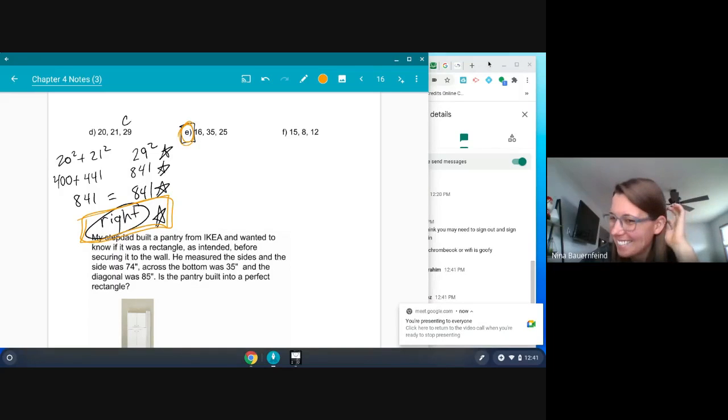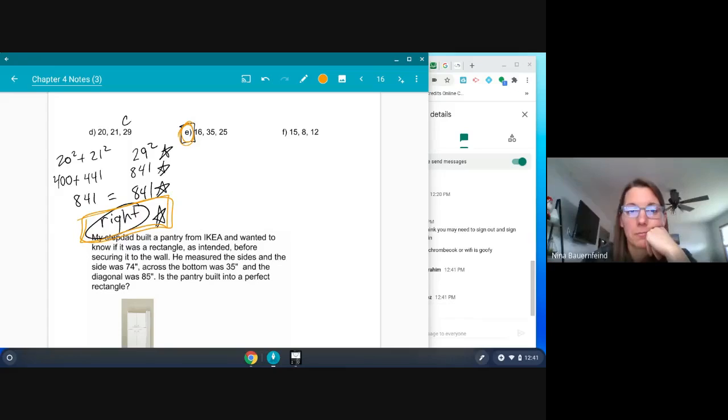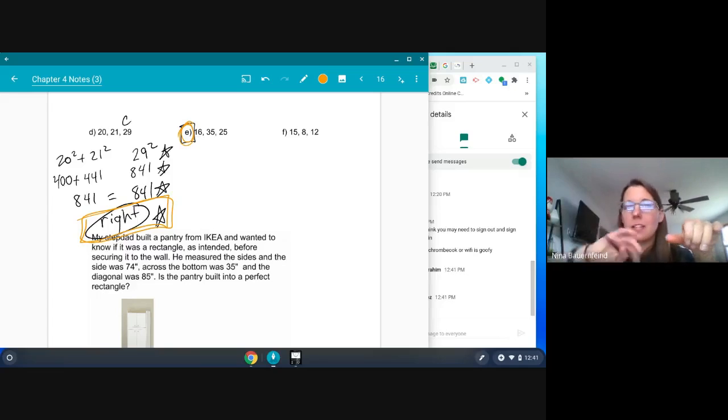Lance. Well, I have a question. Sure. Should I do 16 squared plus 25 squared? Mm-hmm. That's it? On the one side, yep. And then check what 35 squared is on the other.